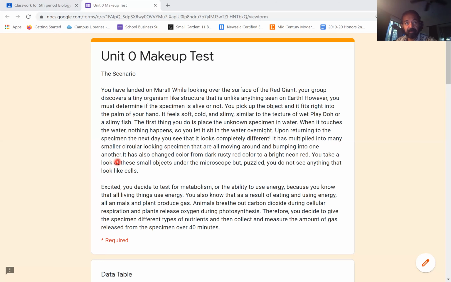So those are two things. Moving doesn't necessarily mean you're alive, right? You don't have to move to be alive. Trees don't move, but they're alive. But this thing has reproduced. That's definitely a feature of something that's alive. It has also changed color from dark rusty red to a bright neon red.